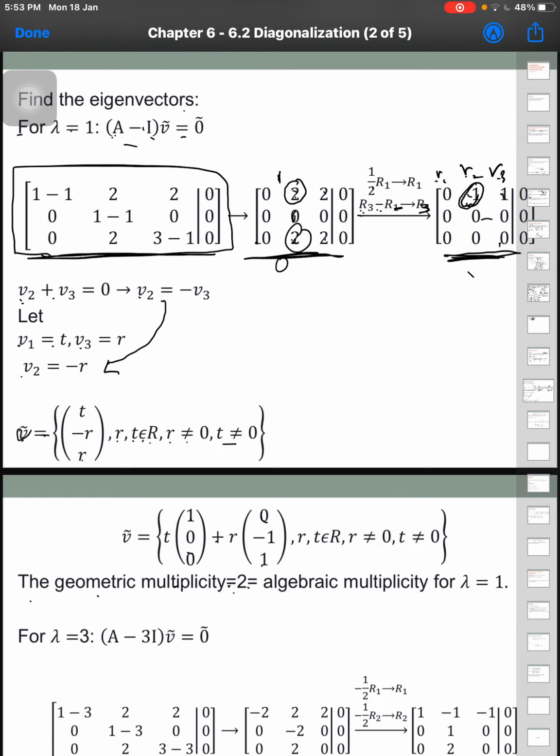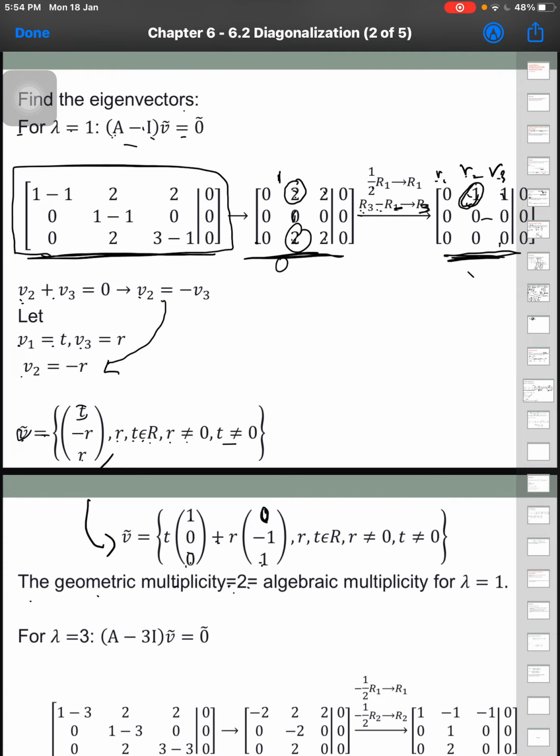Or you can write down the eigenvector like this. Okay, so the eigenvector v is equal to t. So t here is 1t, so 1, and here there is no t, here also there is no t, so 0, 0. Then plus r, so for the first one there is no r, so 0. Okay, so here 0, then negative 1. Okay, so second negative r, so negative 1, and then r, which is 1. So r and t are elements in real numbers, and r cannot equal to 0 and t cannot equal to 0.